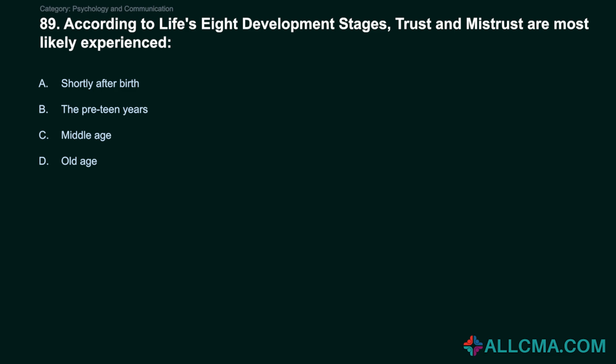89. According to life's 8 development stages, trust and mistrust are most likely experienced A. shortly after birth. B. The pre-teen years. C. Middle age. D. Old age. Correct answer, A. Shortly after birth.